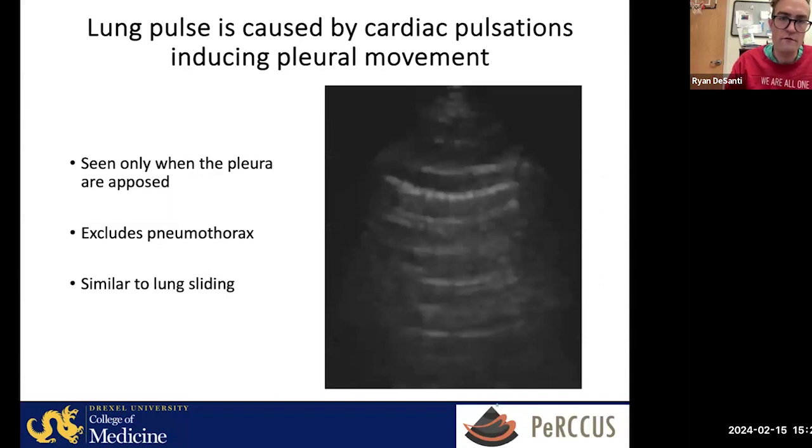One thing to be aware of is something called lung pulse, which is presence of cardiac pulsations which are inducing pleural movement. This only occurs when the pleura are opposed to each other or in contact. It is a finding which is similar to lung sliding and effectively excludes pneumothorax. So you can see in this image pleural shimmering, which is occurring at a rate which is roughly similar to the patient's heart rate.